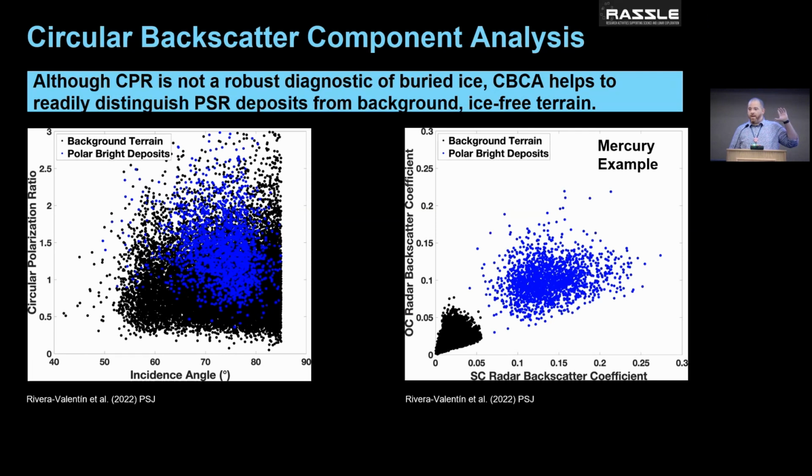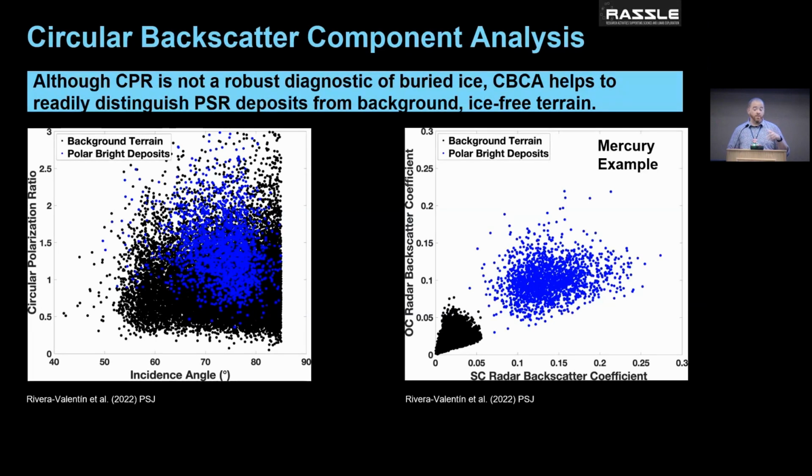In fact, when I apply this over to Mercury, you look at the plot here with CPR versus incidence angle, where blue is the PSRs and the black is the non-PSR terrain. When you're just looking at the CPR, good luck identifying a difference between those 2 things. It's because at high incidence angles, you naturally also get to high CPR. But when you look at them in this SCOC plot, suddenly those 2 populations are distinguishable.